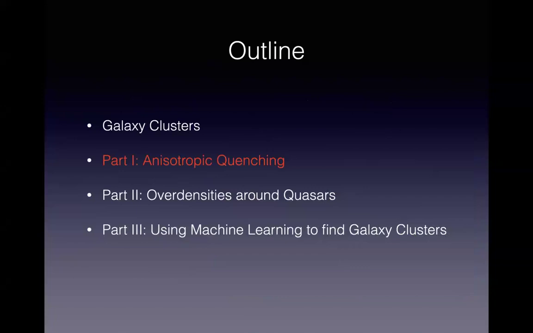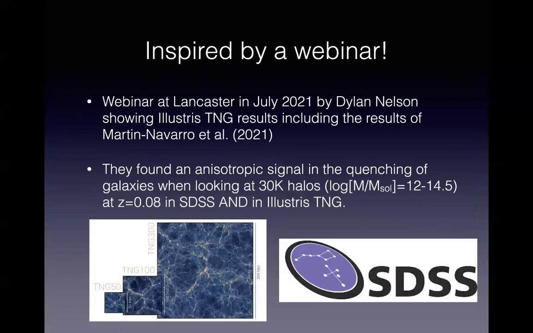Okay. So that was the introduction to galaxy clusters. Now we'll talk about anisotropic quenching. So this was inspired by a webinar at Lancaster in 2021 by Dylan Nelson. He was basically just showing results of the IllustrisTNG simulation. And one of those that he showed was a result of Martin-Navarro et al.